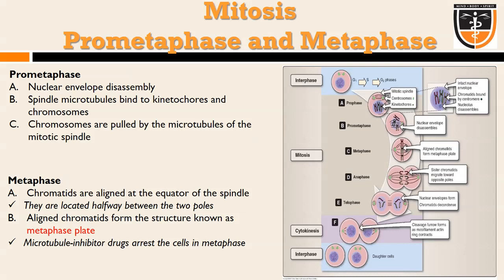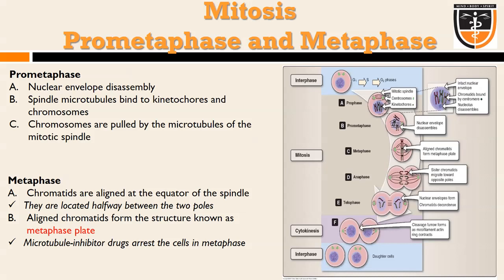Okay? The next phase is metaphase. It's really important clinically for you. I'm going to mention to you why. But metaphase is this. As these chromosomes have been pulled, they will be aligned in metaphase at the equator of the spindle. They will form a nice line in the center. Okay? So this is known as the metaphase plate. So you see here, they're all nicely stacked in one line in the center. They're aligned, and they're located halfway between the two poles.